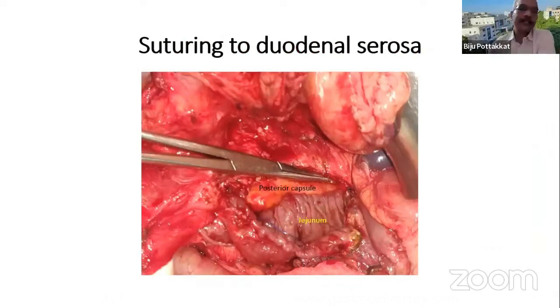Yes, sir. So regarding the suturing, nowadays we do not suture to the pancreatic remnant. We suture to the duodenum on the entire C loop. The suturing to the pancreas comes only in the body and tail region. For the remaining, we directly suture the jejunum to the duodenal serosa.